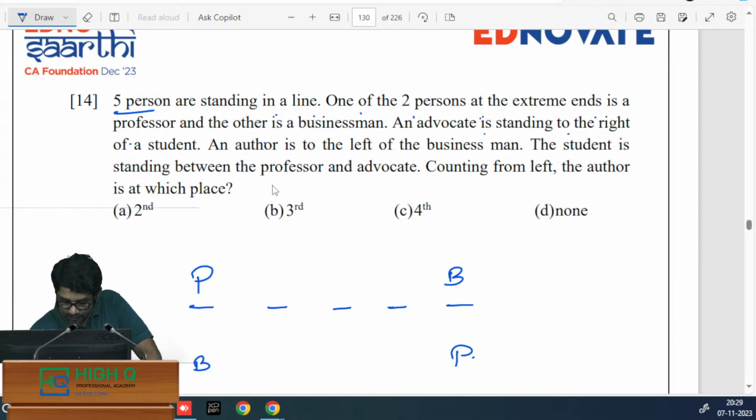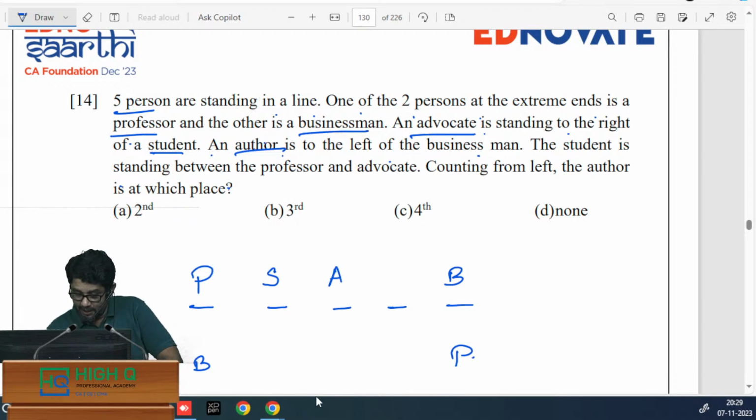So who are the people first? Let us underline those people. Professor, businessman, advocate, student, author. Is that right, my dear? Now, an author is left of businessman. The student is standing between the professor and advocate. So if I mark student here, advocate has to be here. Am I right, my dear?